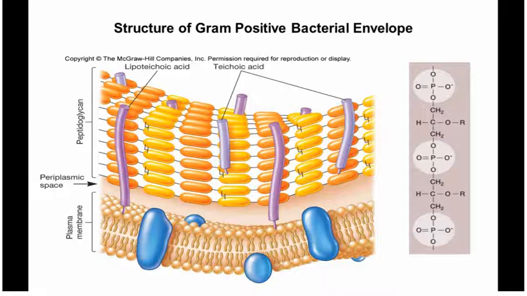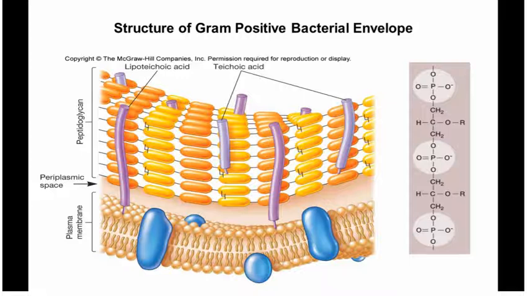Okay, so just before we finish, a couple more things about the differences between gram-positive and gram-negative cell walls. One component that you find in gram-positives but not gram-negatives is teichoic acid and lipoteichoic acid.